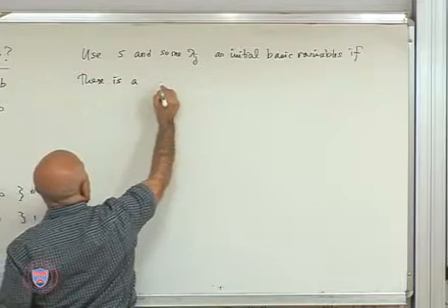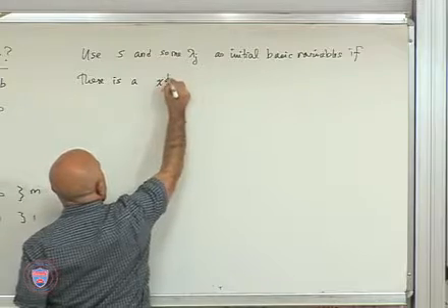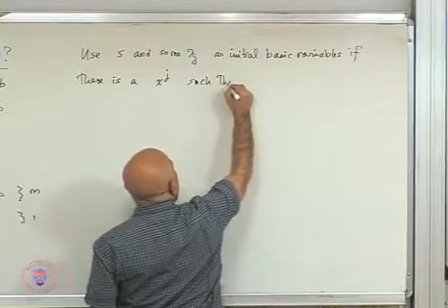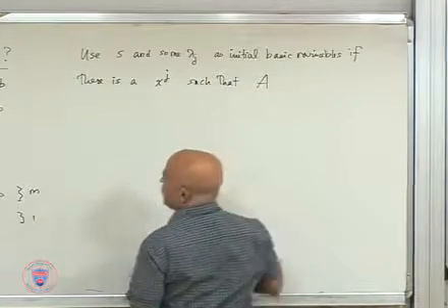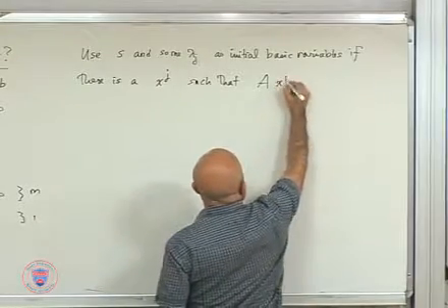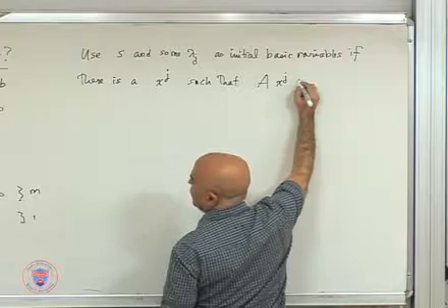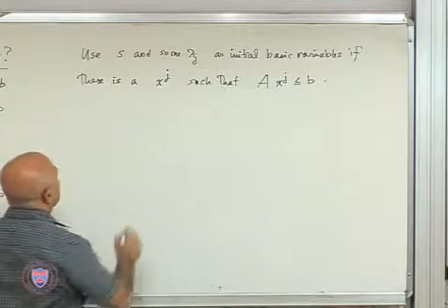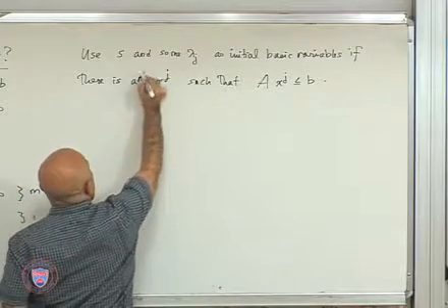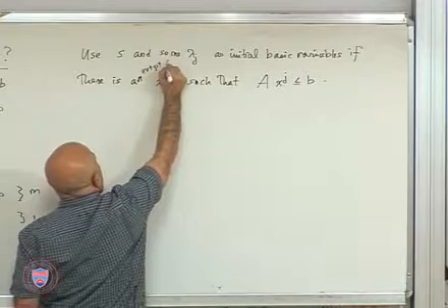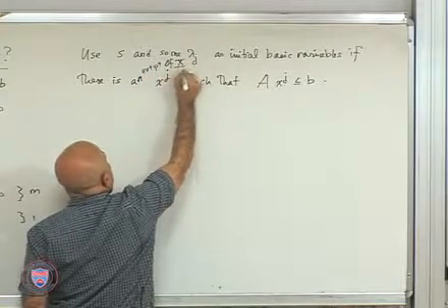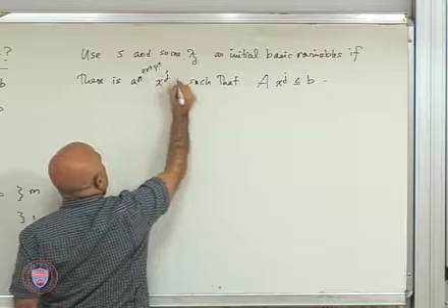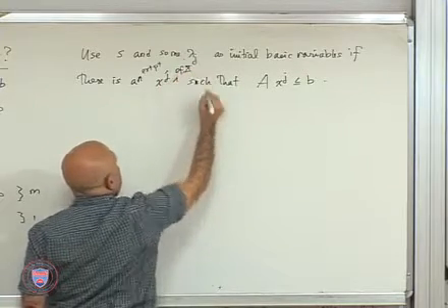if there is an extreme point xj that you know of, such that a times xj is less than or equal to b. If there's an extreme point xj of X such that this is true.